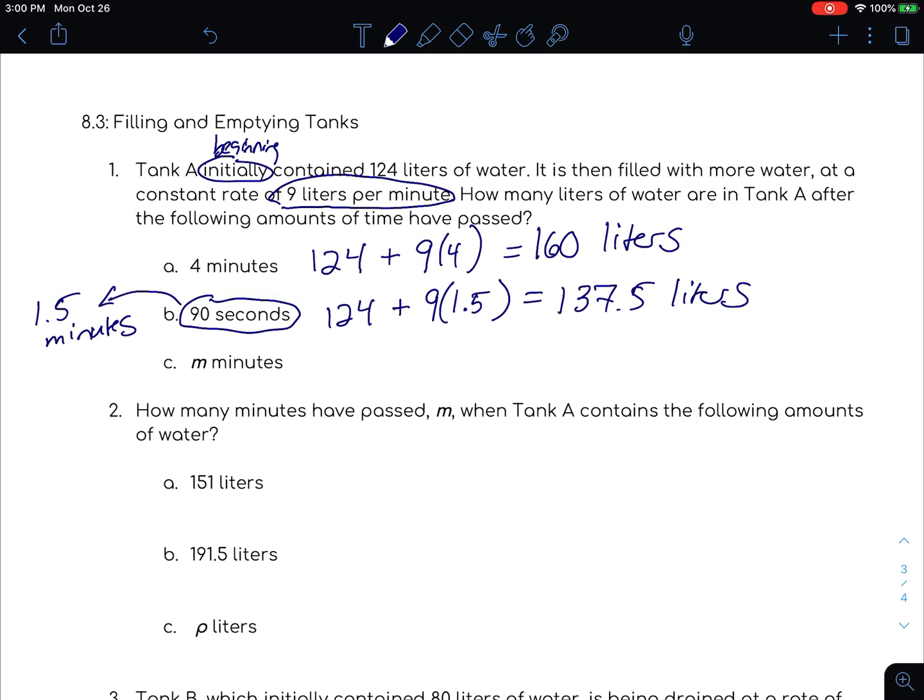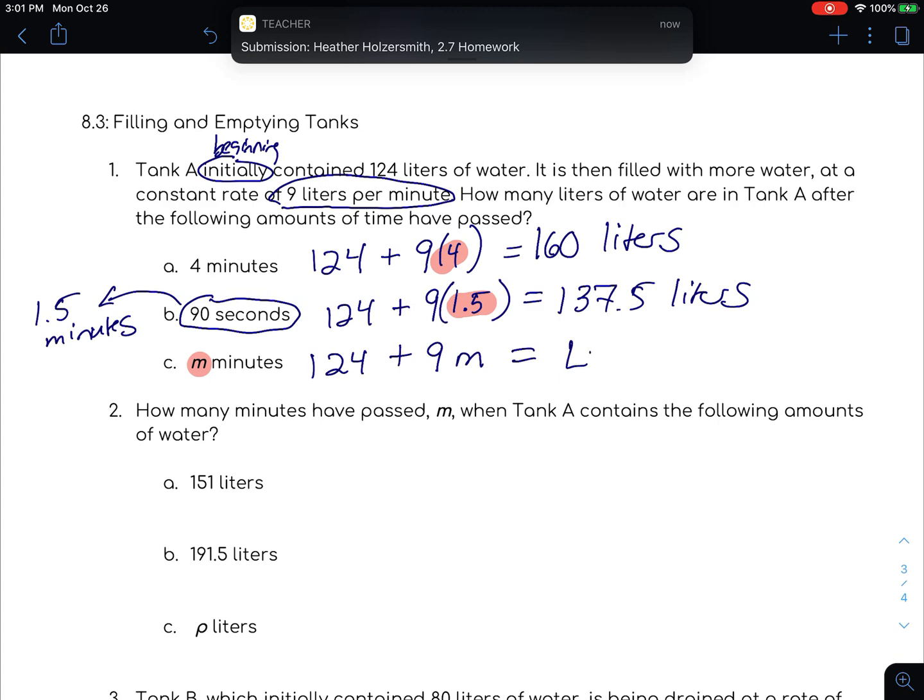All right, and so let's make an equation for m minutes. Let's highlight our variables here. So m minutes, here's the number of minutes that we had. So m is going to go in that spot right there. The other pieces that are staying the same here would be the 124, and the 9 liters per minute is staying the same, but we just are going to change up the amount of minutes. And then that is going to be equal to the total liters.